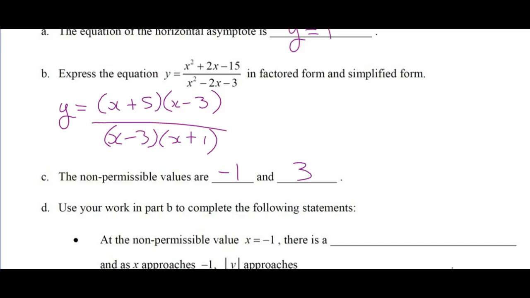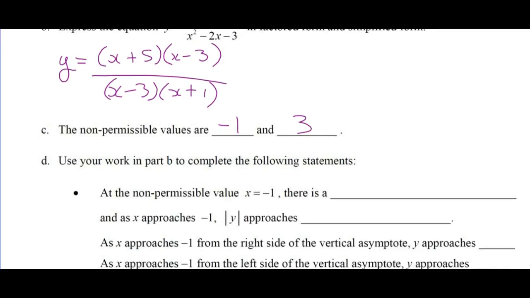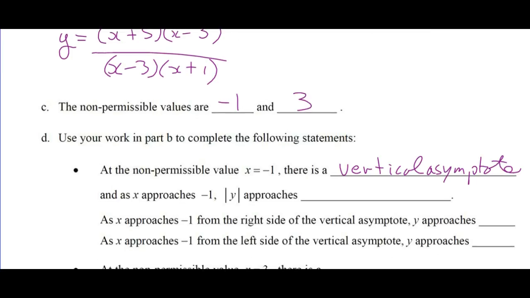Use your work in part B to complete the following statements. At the non-permissible value x equals negative 1, there is a vertical asymptote. Right? Because negative 1 does not make the numerator 0. So there's a vertical asymptote. And as x approaches negative 1, the absolute value of y approaches, so what's it doing? Infinity.